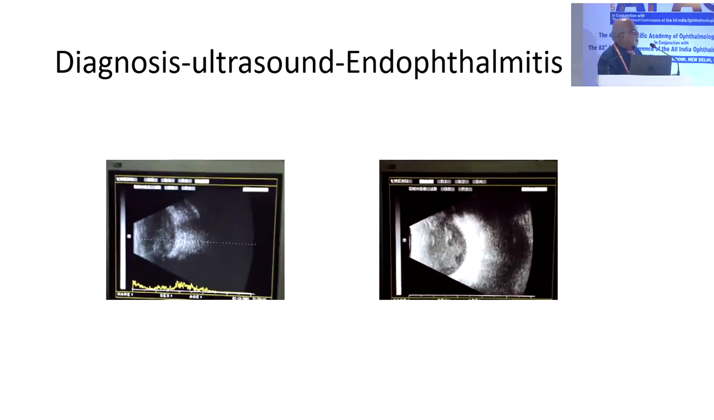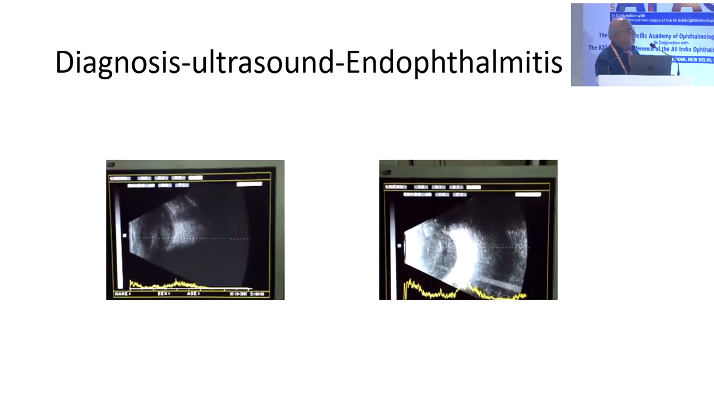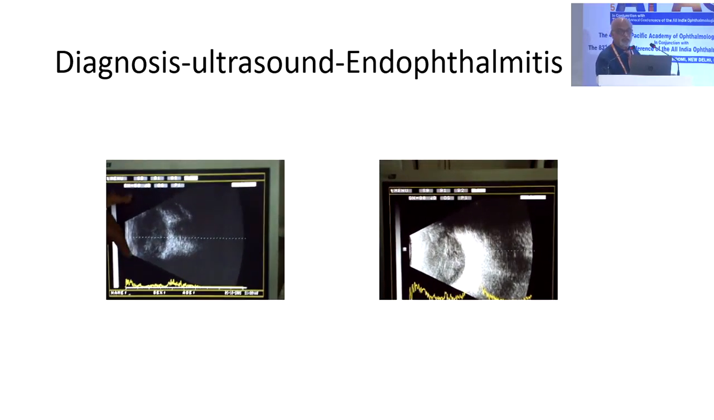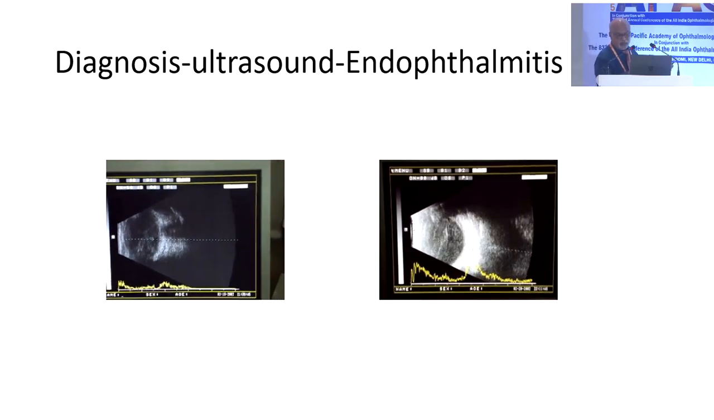There is a retinochoroidal thickening also. See, everything is gone when we reduce the gain, but here they are still present, and this way we know that this is an old case of endophthalmitis and this is a fresh case of endophthalmitis.